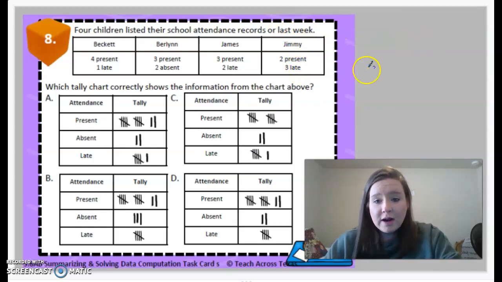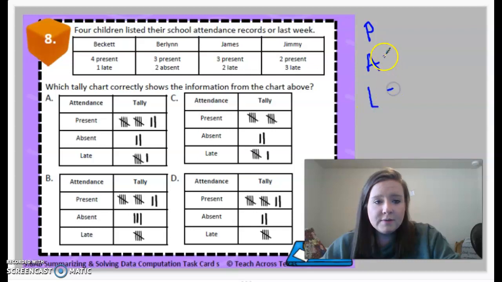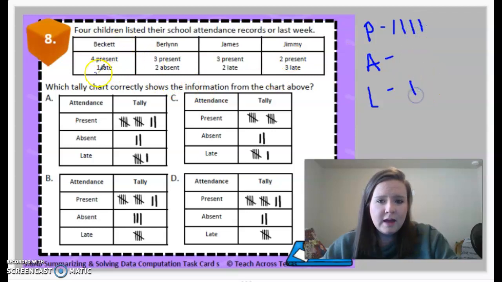Okay, so what I'm going to do is I'm going to create my own tally chart here again. Just like I did on the last one, I'm going to do that on this one because that was easy for me to match up. All right, so I'm going to do P for present, A for absent, and L for late. So Beckett was present 4 times and late 1 day. Okay, I'm done with Beckett.